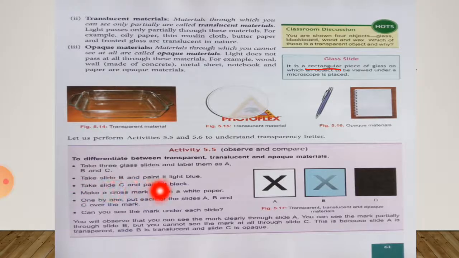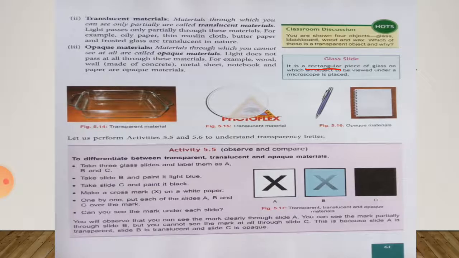Can you see the mark under each slide? You will observe that you can see the mark clearly through slide A. You can see the mark partially through slide B, but you cannot see the mark at all through slide C. This is because slide A is transparent, slide B is translucent and slide C is opaque.